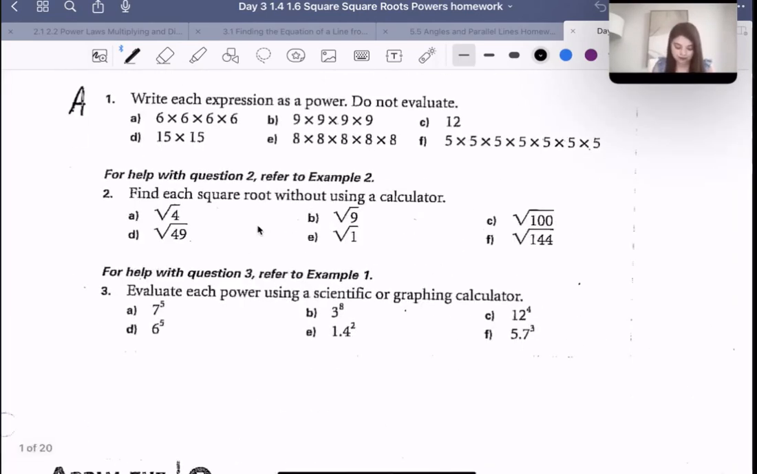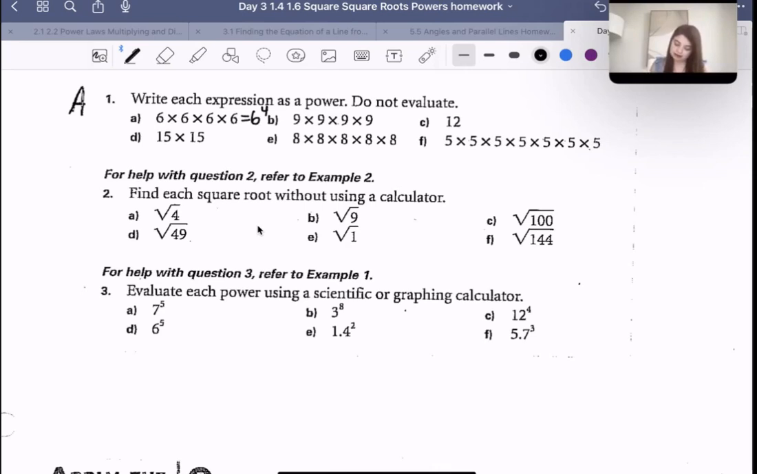So here it says for 1A, write each expression as a power, do not evaluate. Let's remind ourselves how we do this. Well, we're going to look for the base, and then however many times we're multiplying the same number, that's going to be our power. So here we have 6 multiplied 4 times, so this would be 6 to the power of 4. What about B?